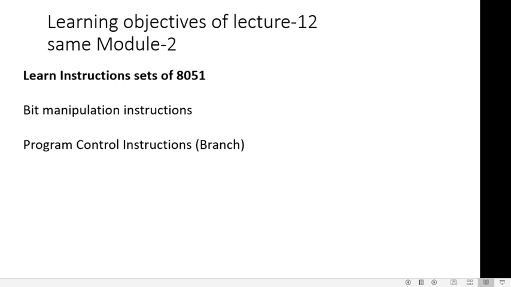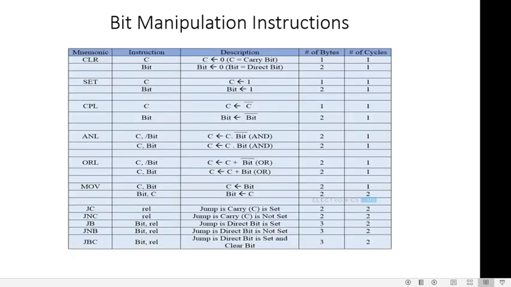Now, what are the learning objectives for today's lecture? Today, we are going to learn more instruction sets of 8051. The first one, bit manipulation instructions, and the second one, program control instructions. From the name itself, we can understand the meaning of bit manipulation instruction. Manipulating means performing the operation on a single bit. So with the help of these instructions, we can write the program to perform the operation on the single bit.